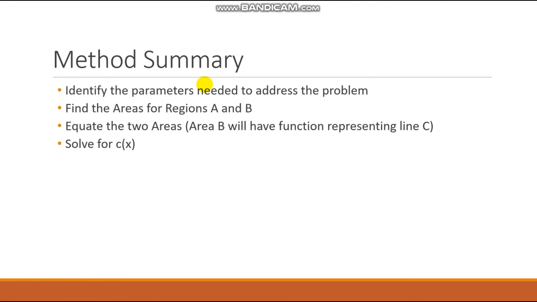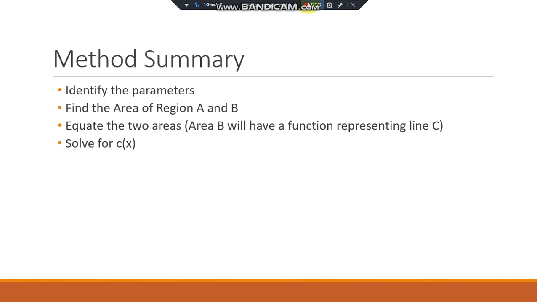So here is a summary of what we'll be doing for this problem in order to get our equation for C of x. First, we're going to identify the parameters of A and B and our unknown point, then we're going to find the area of regions A and B, then set the areas of A and B equal to each other, and finally solve for C of x.